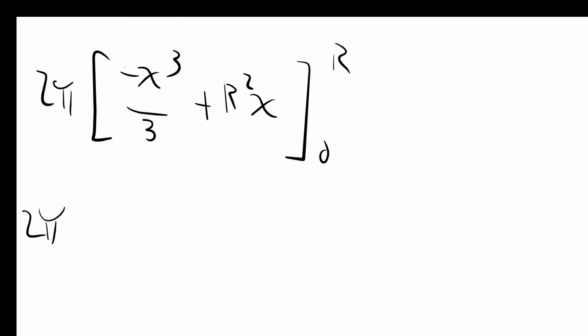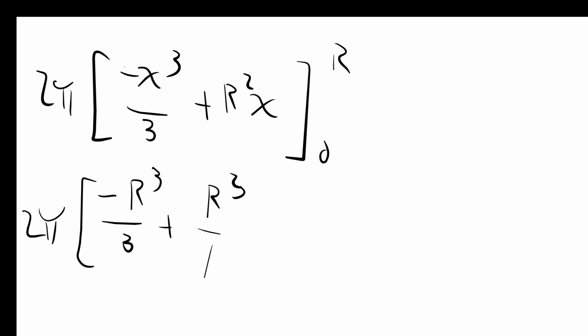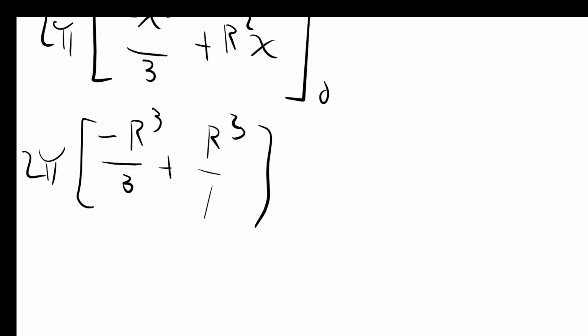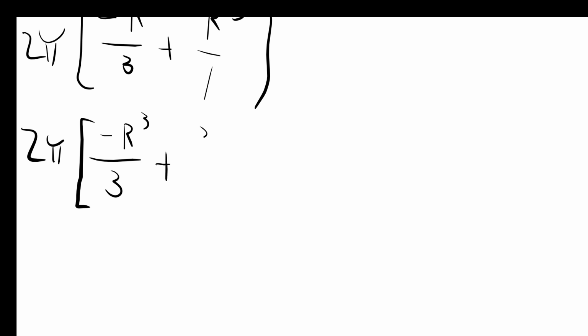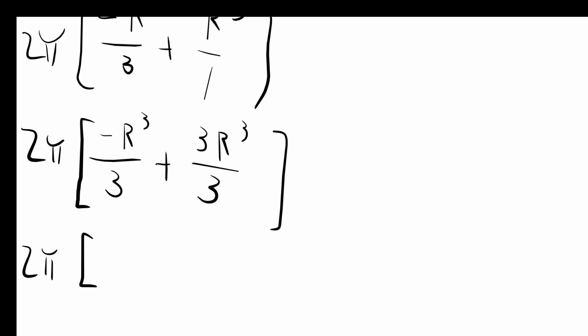So we have 2 pi times negative r cubed over 3 plus r squared times r, that's just r cubed. I don't need to put it over there, but it is basically that. And now we simply multiply by 3. So you have 2 pi times negative r to the third power over 3 plus 3r cubed over 3. And here we go. These are like terms, they're technically both constants. So we have 2 pi times 2r cubed over 3.